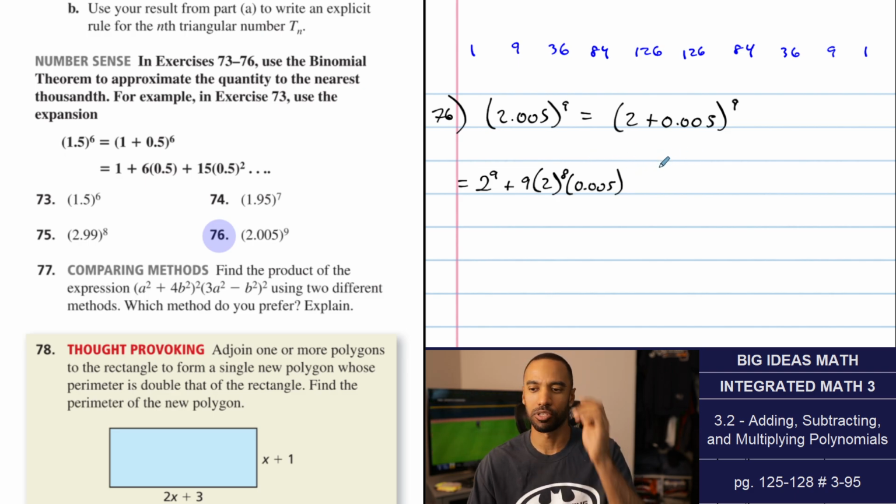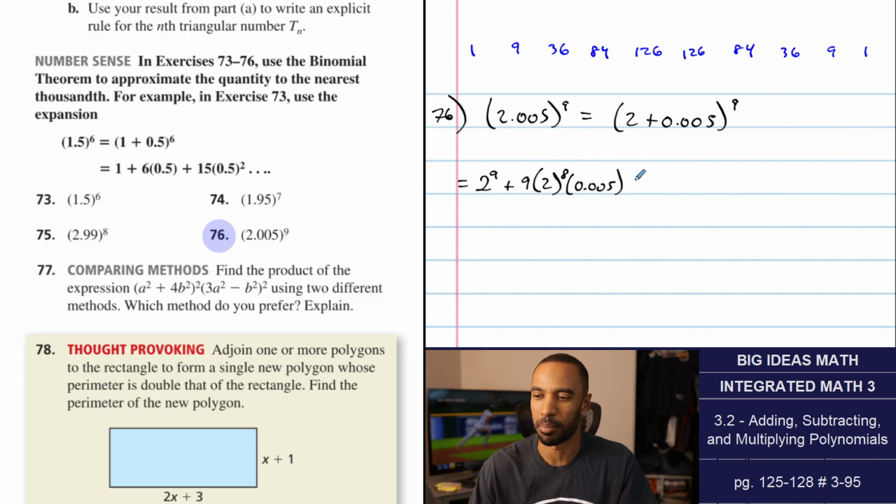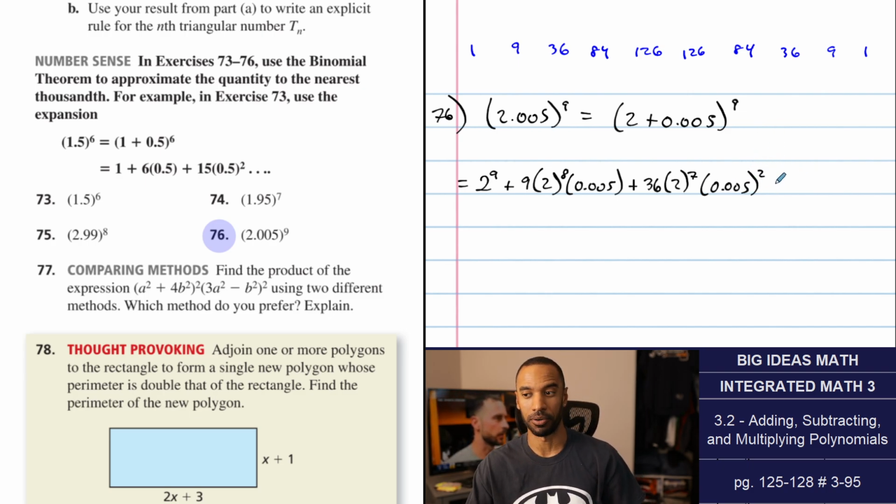Sorry, I was thinking about things I could do in my calculator to make this easier, and I don't think I actually have anything. Plus 36 times 2 to the 7th times 0.005 squared. What's going to mess me up on the calculator is accidentally missing one of the zeros. I can be certain of that.